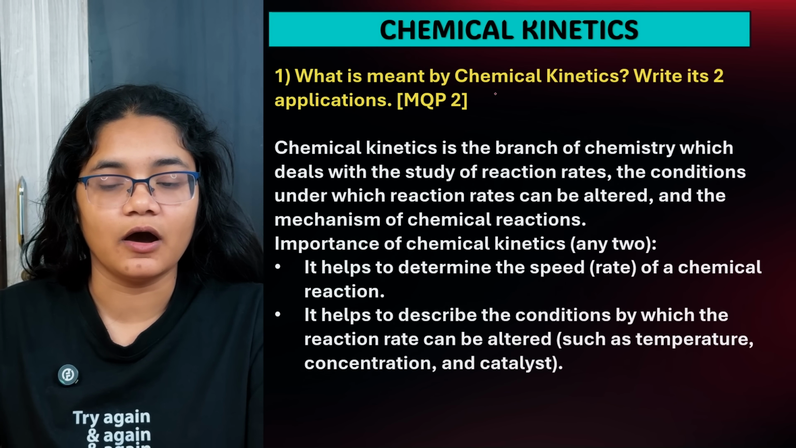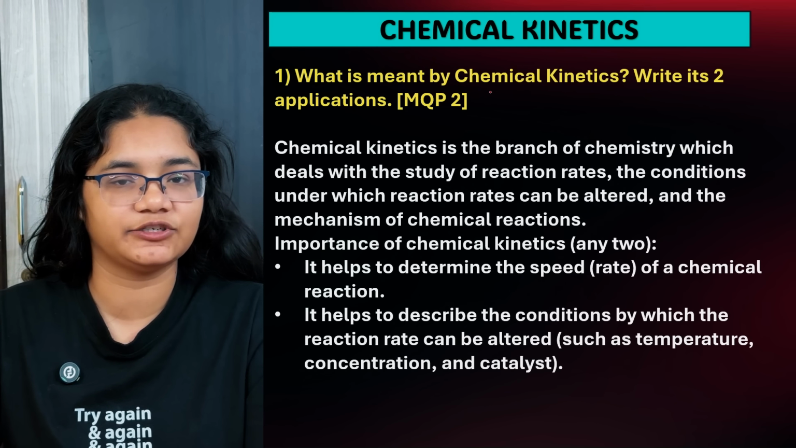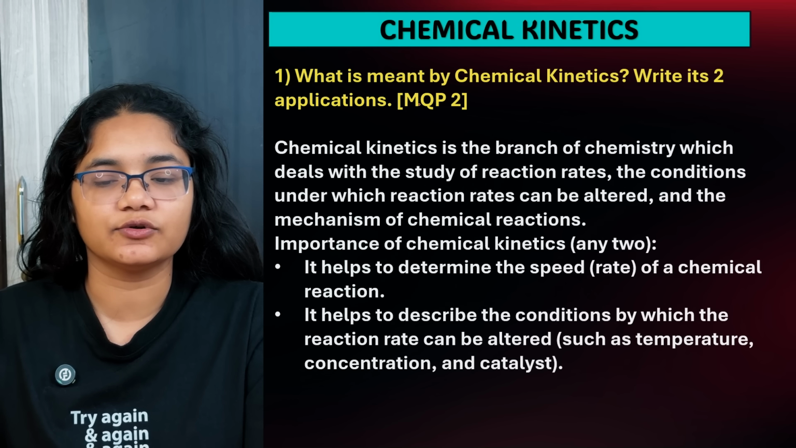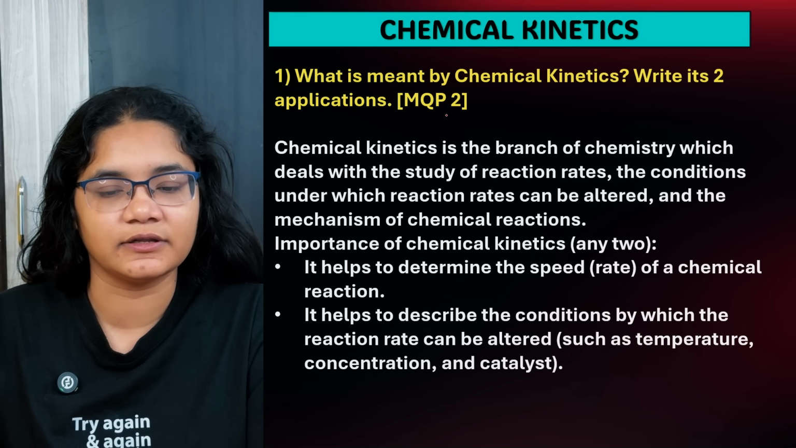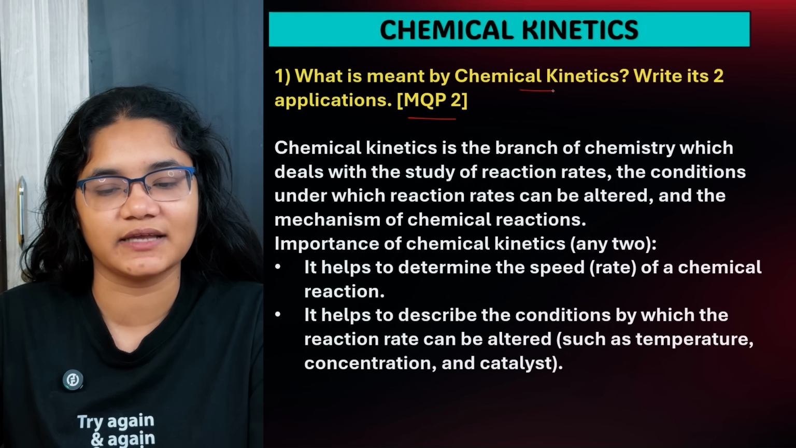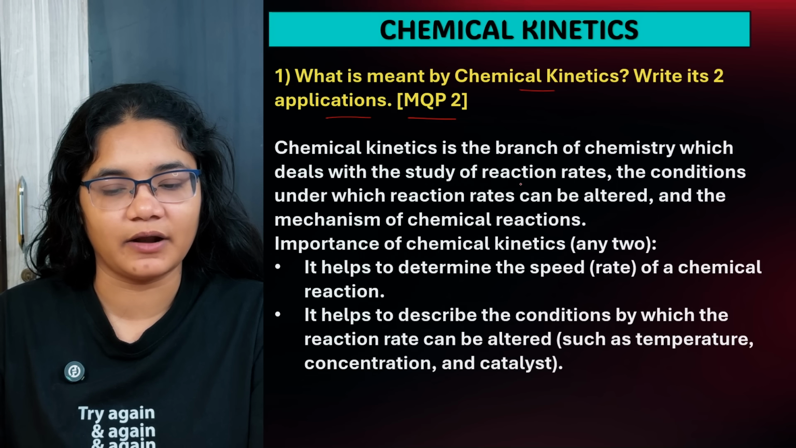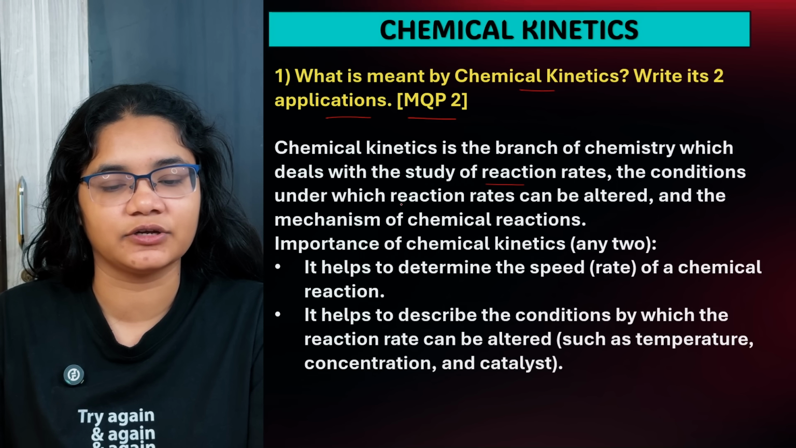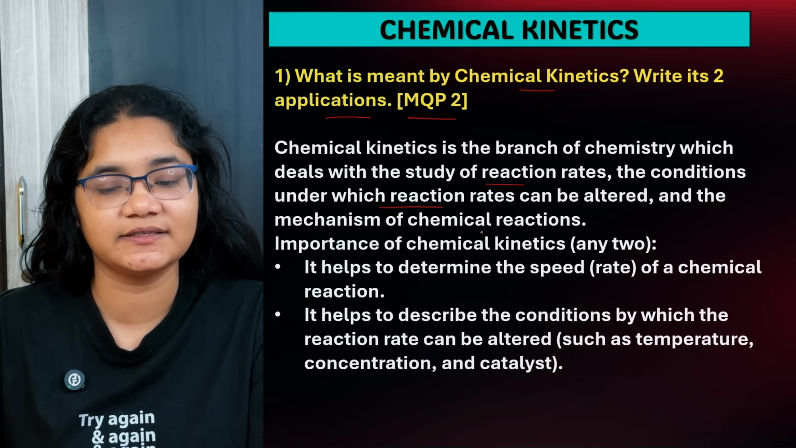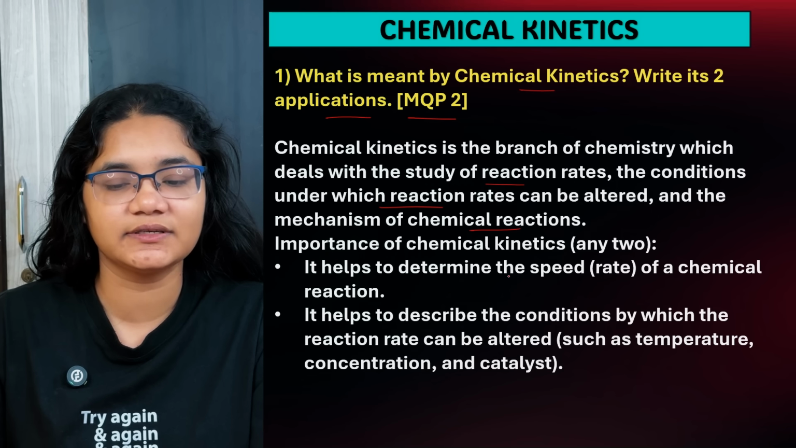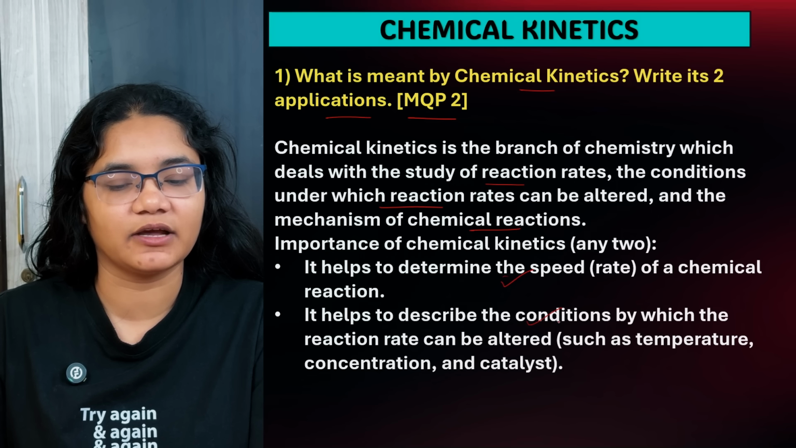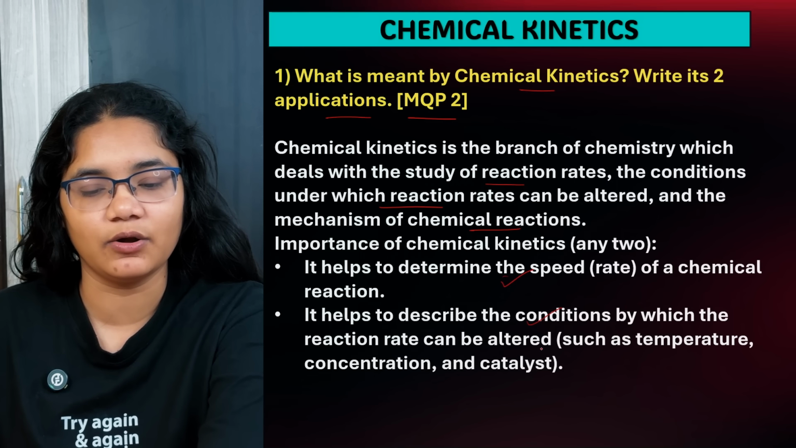Okay, now we are moving to the next chapter, that is chemical kinetics. So the first question was in model question paper 2. Here I have taken: what is chemical kinetics and write its two applications. So chemical kinetics is that branch which deals with the study of the rate of reactions, the conditions in which the reactions take place, and the mechanism of chemical reactions. It helps to determine the speed and describe the conditions in which the reaction rate can be altered.